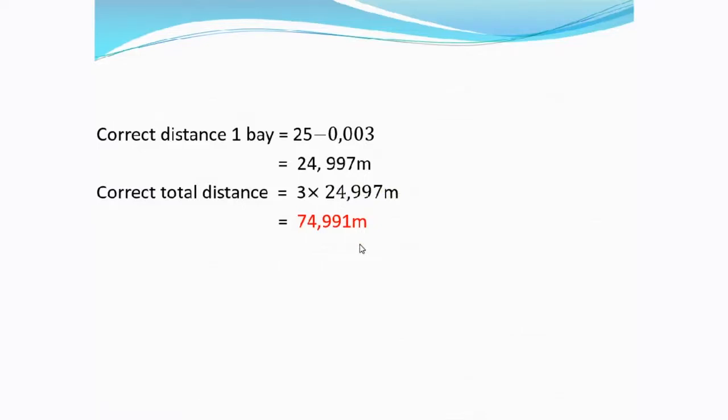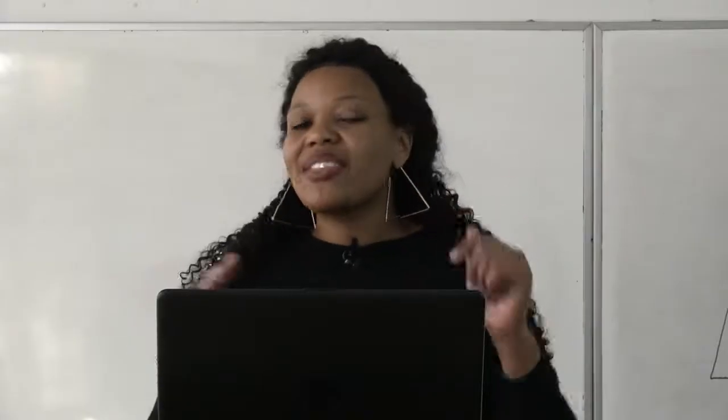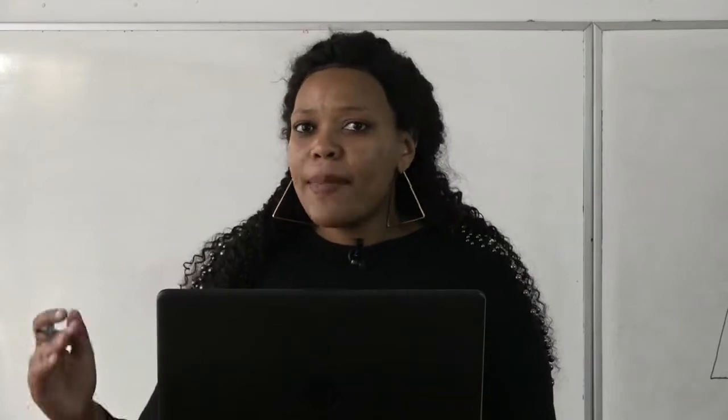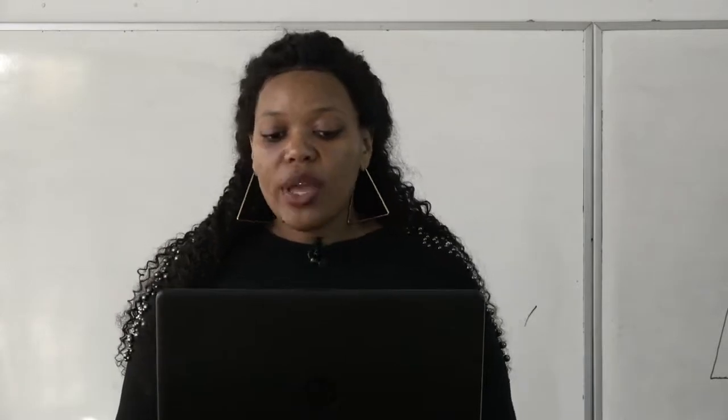is 24,997 meters, which will give us 74,991 meters. Okay, so what you need to note here, you first need to find the correct distance for 1 bay, which is 24,997, and then you need to times this correct distance for 1 bay by 3, because we were told that the measurement was done in 3 equal bays. That's why we ended up with 74,991 meters.